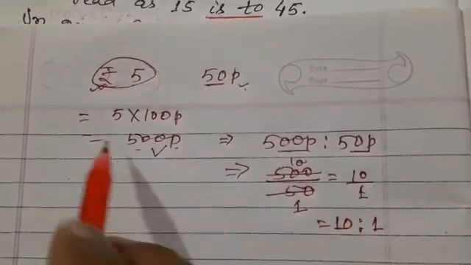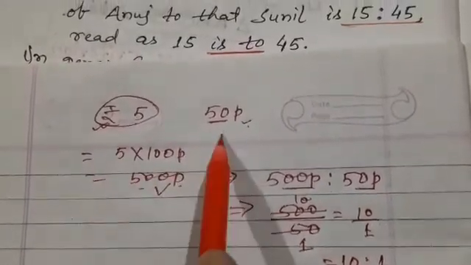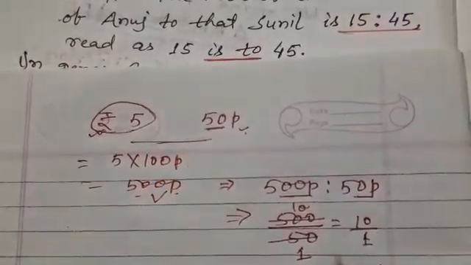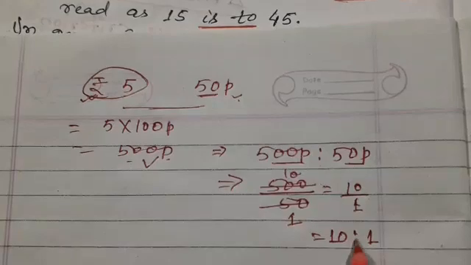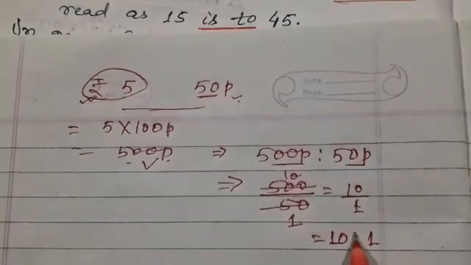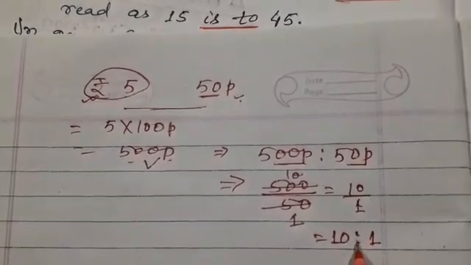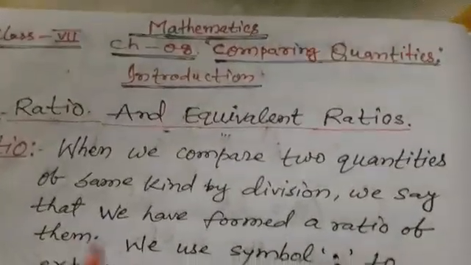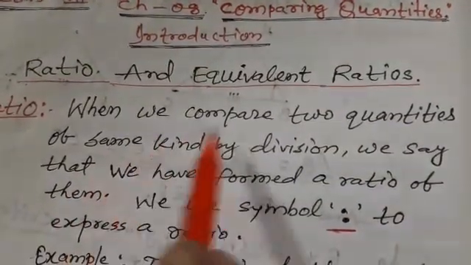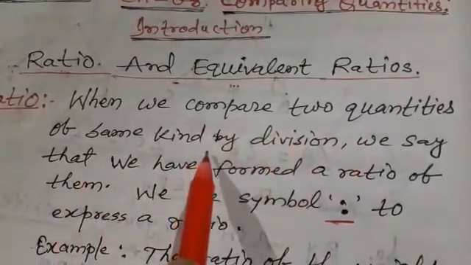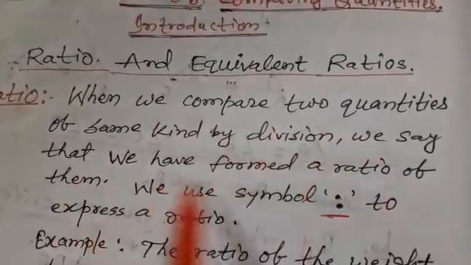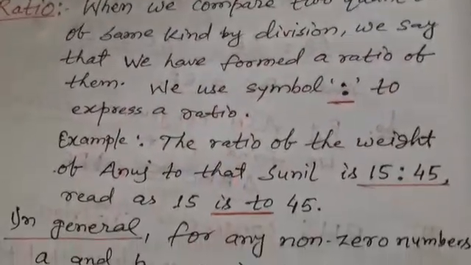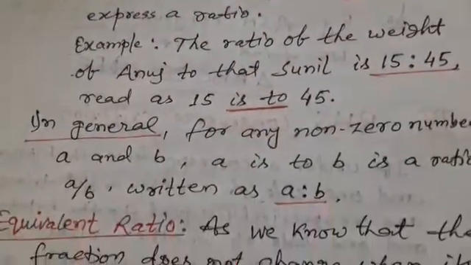Here we compare these two quantities and show it by the ratio. This symbol is used for the ratio and is read as "is to". So by this definition, when we compare two quantities of the same kind by division, we say that we have formed a ratio of them. Next, we learn about equivalent ratios.